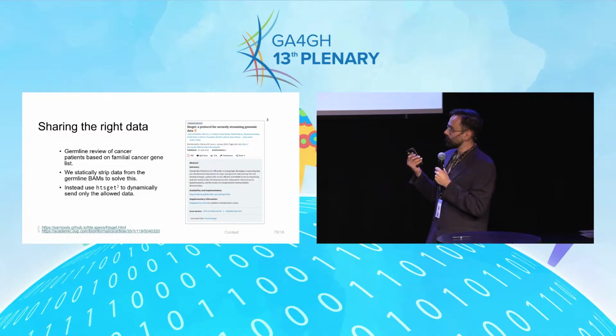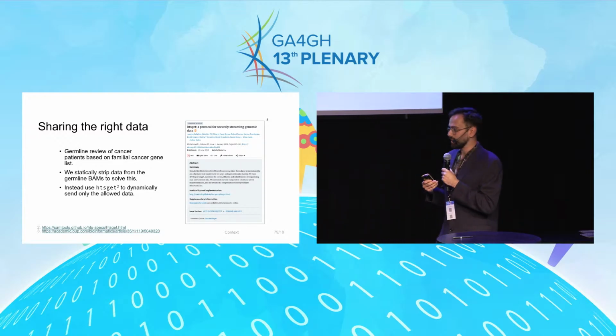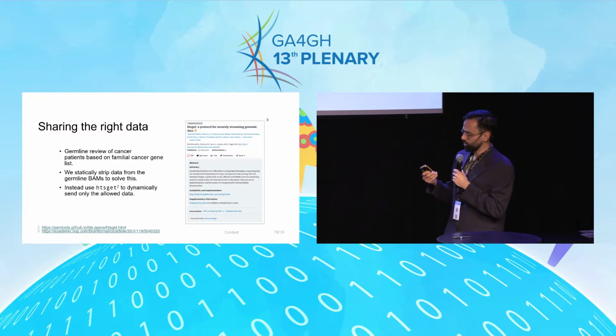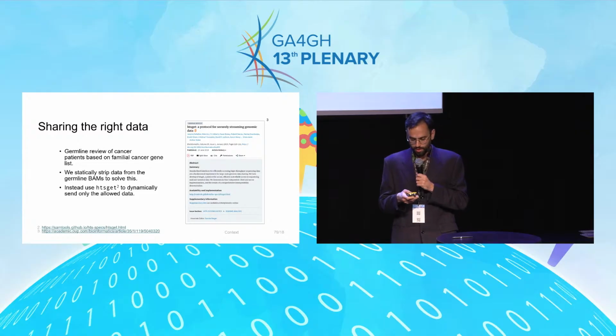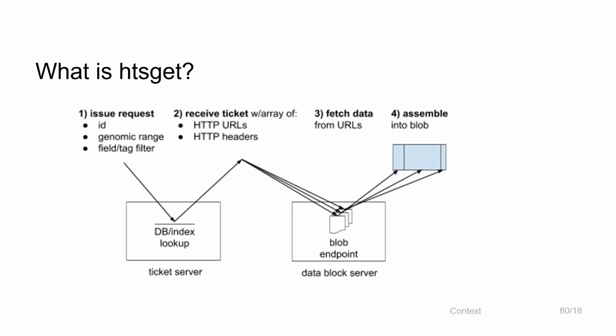The solution that we had initially was to statically strip data from BAMs. The disadvantage of this is that you have to store the BAM files twice instead of just once, and you also have to regenerate them if the list ever changes. So instead, we'd like to use htsget to dynamically send only the data that's required.